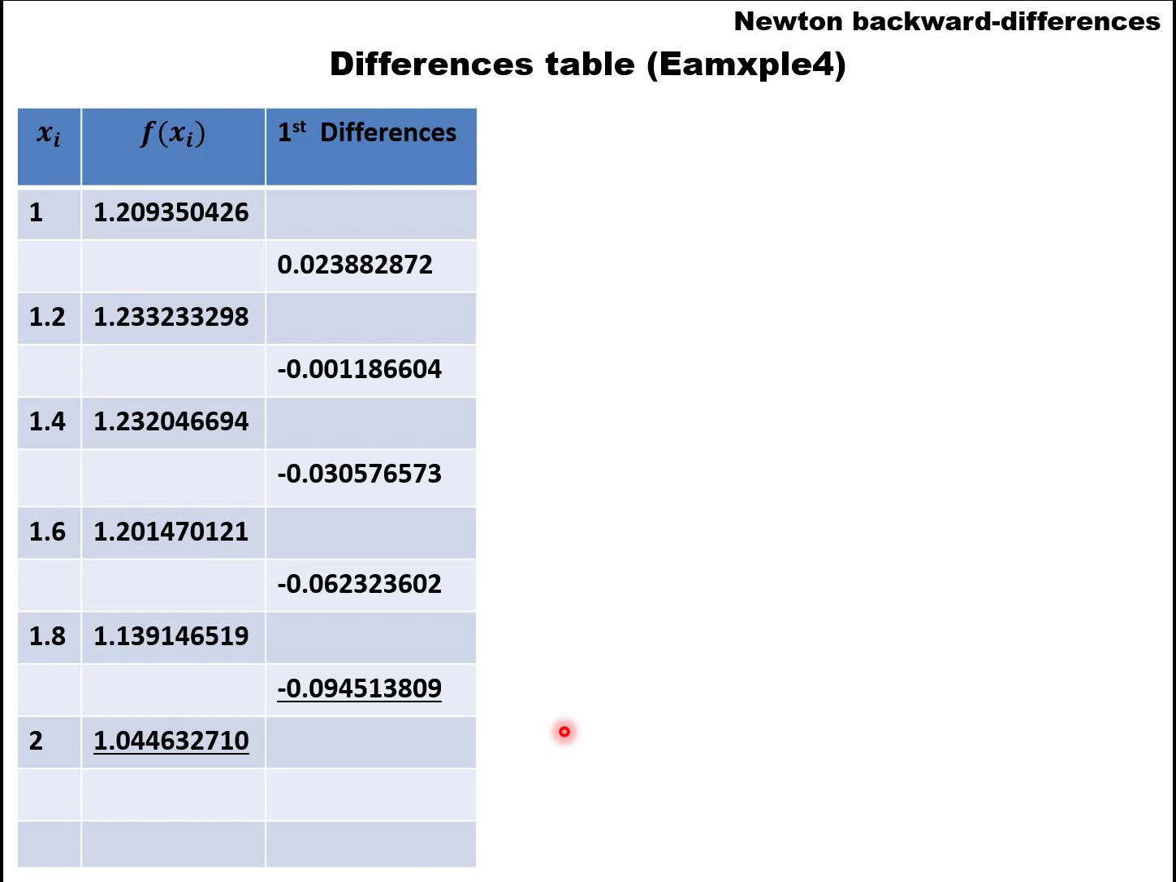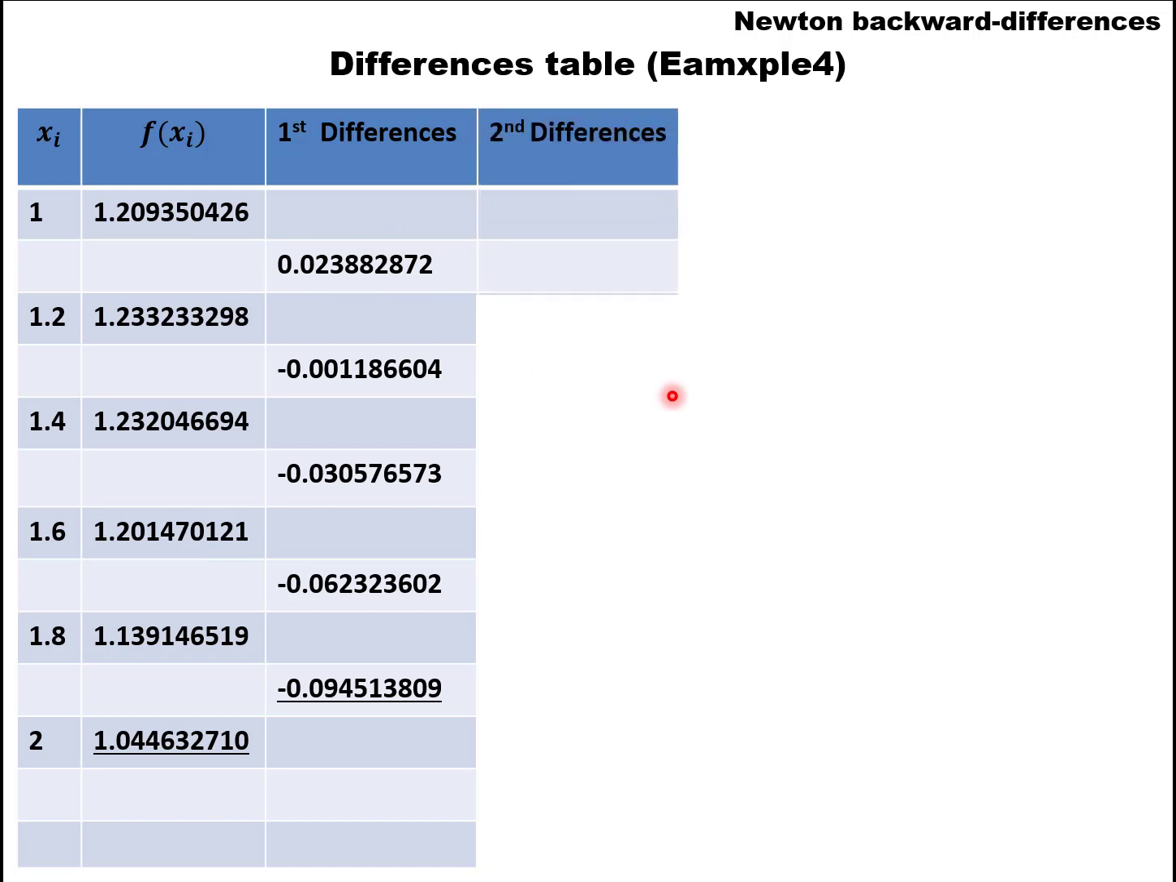In forward differences, I was starting from here, but in backward differences, I have to start from the endpoint. So remember, this is nabla f of x5, nabla f of x4, nabla f of x3, nabla f of x2, and nabla f of x1.